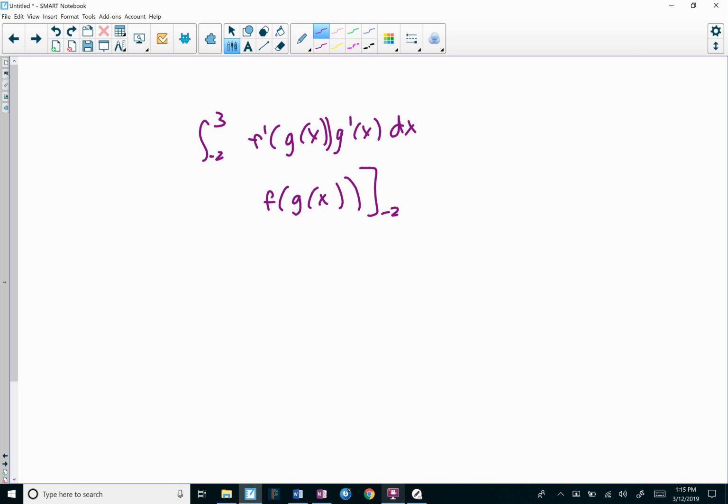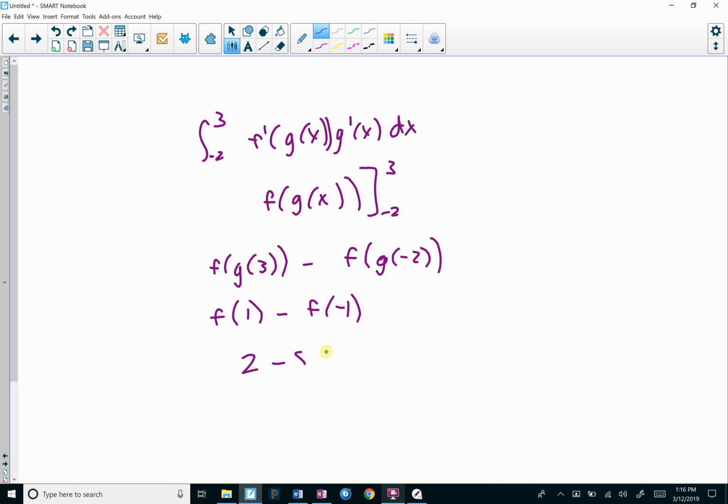If I have from -2 to 3, I have f of g of 3 minus f of g of -2. Okay, so let's see, g of 3, let me look at my chart here, is 1. g of -2 is -1. f of 1 is 2. f of -1 is 8, so I end up getting -6. That was worth 3 points as well. So I think definitely C and D were doable questions.